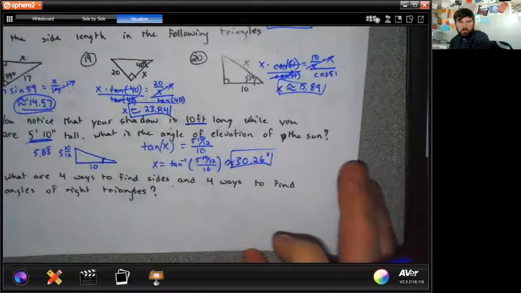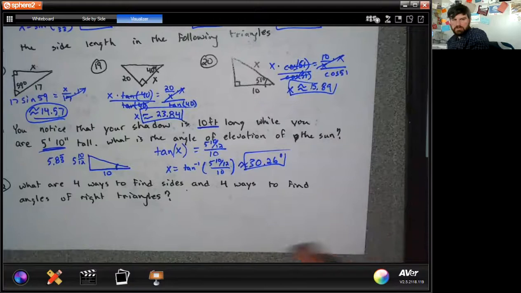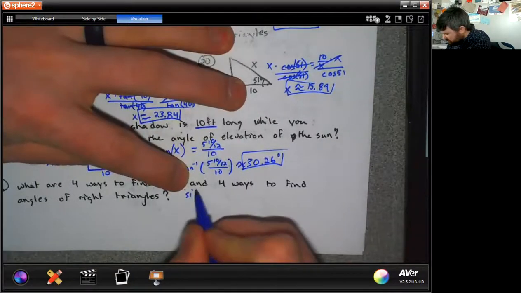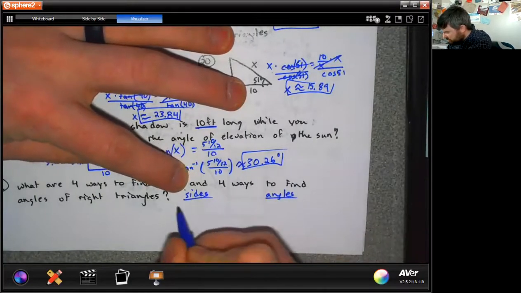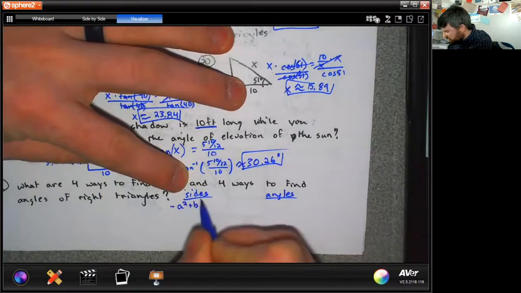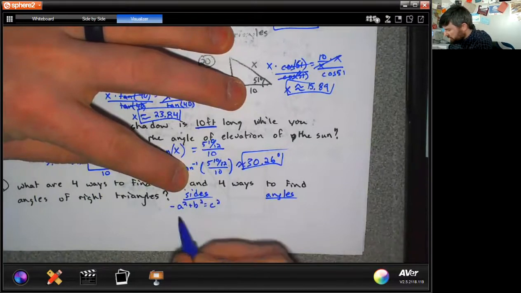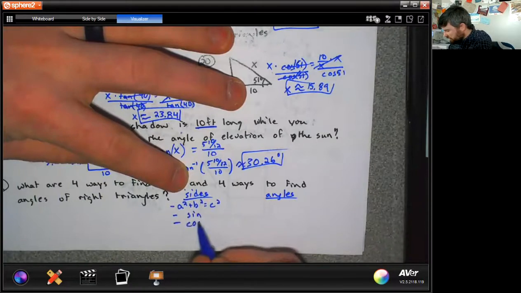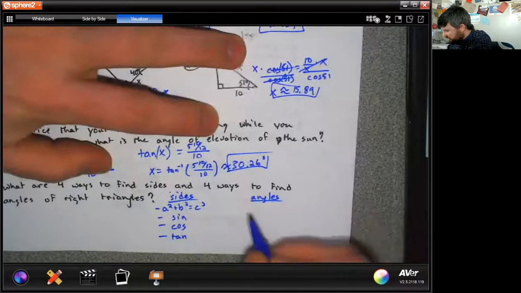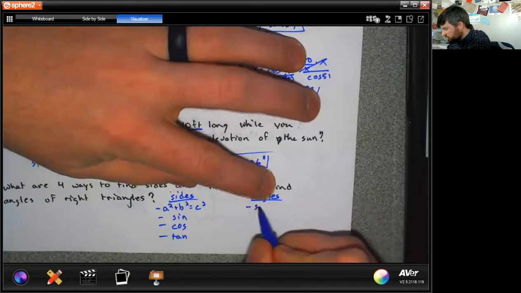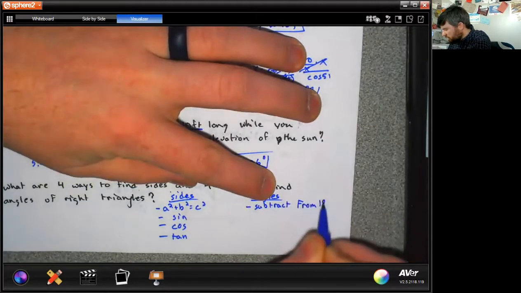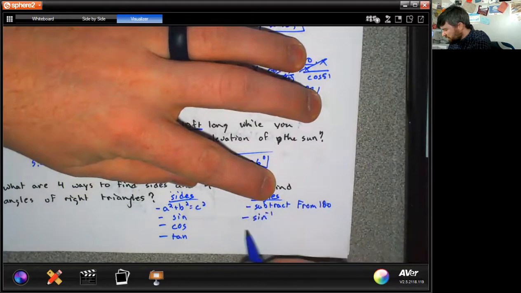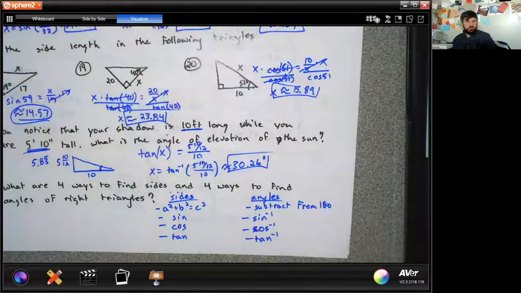And the last one here, what are 4 ways to find sides and 4 ways to find angles? So sides, angles. Okay, 4 ways to find sides would be a squared plus b squared equals c squared, that's the Pythagorean theorem, or you could use sine, cosine, tangent. To find angles, you're going to subtract from 180, or you can use inverse sine, inverse cosine, or inverse tangent. Okay, those are your 4 ways.